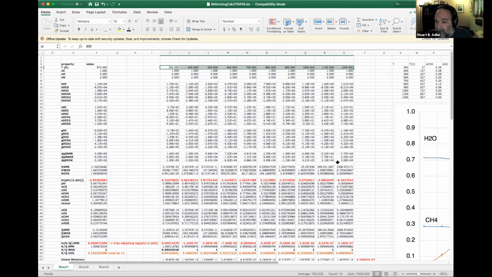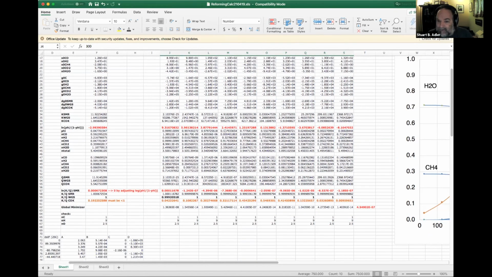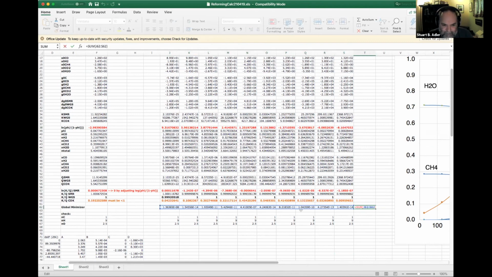And I want to see how far the reaction proceeds. So I've got 10 different temperatures. These are my guess values for the log of phi over 1 minus phi. Those are the values I'm going to adjust in order to force the equilibrium to be obeyed at every single temperature. The spreadsheet gives you a couple ways to do that. One is to try to do it with Solver. What I've done is a global minimizer. I've basically made an objective function for all of them. I'm adding them together and I'm trying to minimize the sum.